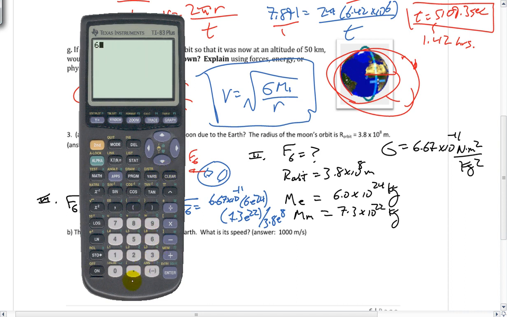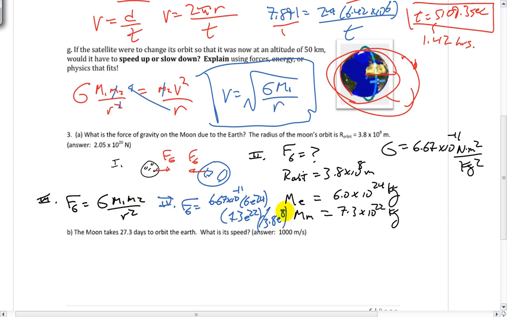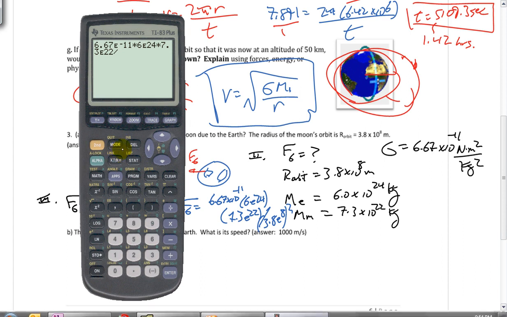The force of gravity between the Earth and Moon is simply the universal gravitational constant, 6.67 times 10 to the negative 11th, times the mass of the Earth, 6 times 10 to the 24th, times the mass of the Moon, 7.3 times 10 to the 22nd, divided by the radius squared. I gotta make sure I didn't mess that up in my equation. So I gotta use parentheses, common mistake. 3.8 times 10 to the 8th meters. 380 million meters away is the moon.